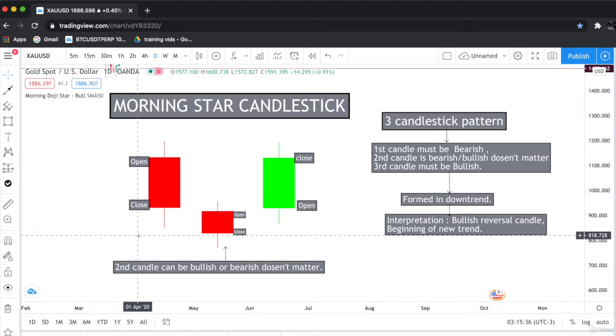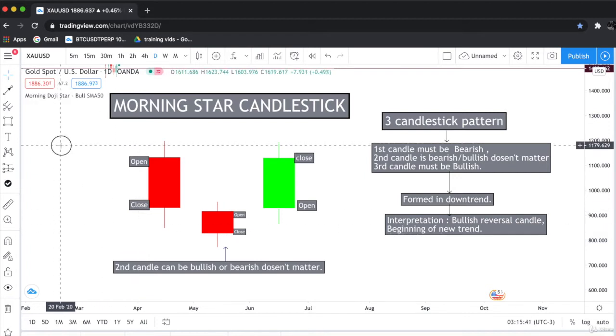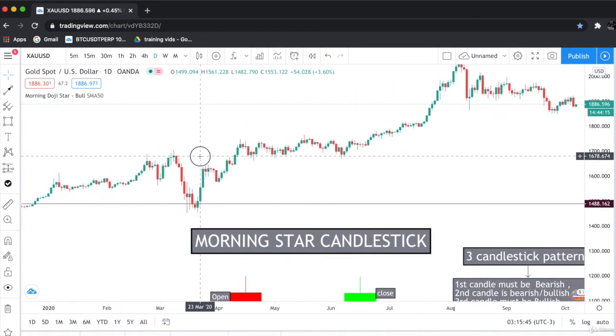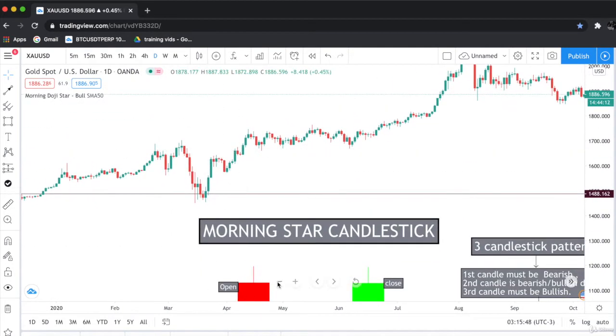Let's go to the chart and find a morning star candlestick pattern. This is the gold daily chart. Let's identify a morning star candlestick pattern.